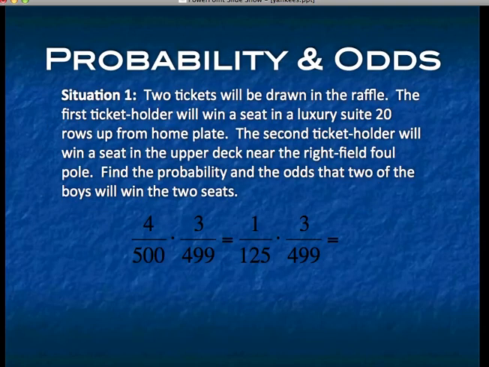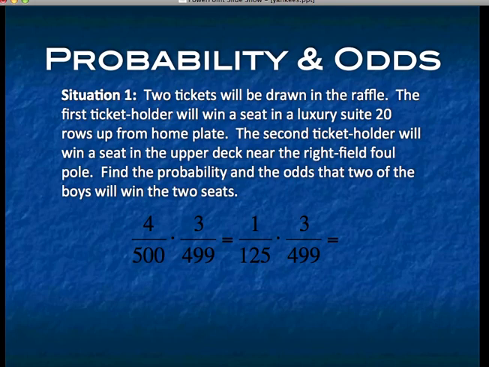In situation 1, 2 tickets will be drawn in the raffle, and the first ticket holder will win a seat in a luxury suite 20 rows up from home plate. The second ticket holder is going to win that seat that's in the upper deck in the right field, near the foul pole. We're going to find the probability and the odds that 2 of our 4 boys will win these 2 seats.